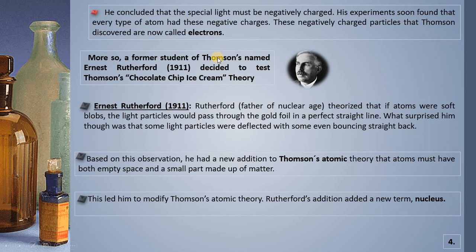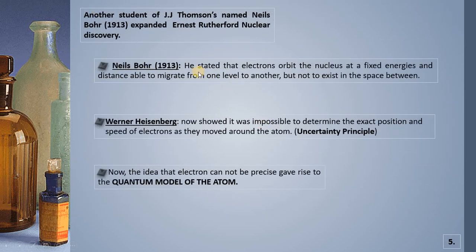Thomson had a former student whose name is Ernest Rutherford, in 1991. This is a pictorial illustration. He said, what my teacher did, let me explore more on that. So when he explored more, to carry out his chocolate chip cream theory, he discovered the nucleus. That's why we call him the father of the nucleus.